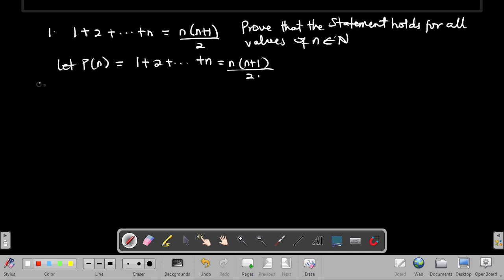So let's start. Step one, we have the base case. The essence of the base case is to test for the lowest or the minimum possible value of n. If you claim that this statement is true for all values of n, then at least the least value of n should work. That is what the base case is to solve. So how do we test for base case?